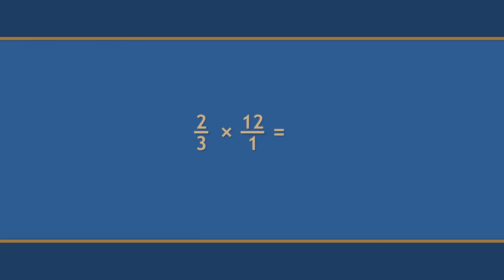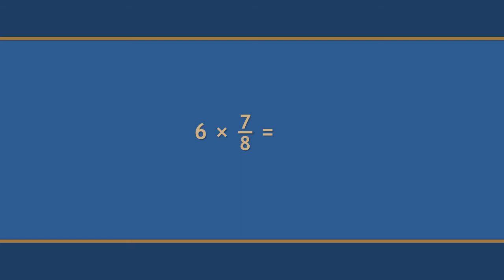So all you would do is multiply straight across. You would say 2 times 12 equals 24, and 3 times 1 equals 3. Now we would need to reduce this, and just as a quick reminder, for us to reduce this fraction and turn it into a mixed number, we would just divide 3 into 24. And when we divide 3 into 24, we're going to end up with another whole number, which is the number 8. Okay, another quick problem that I would like for you to pause the video and give a try.